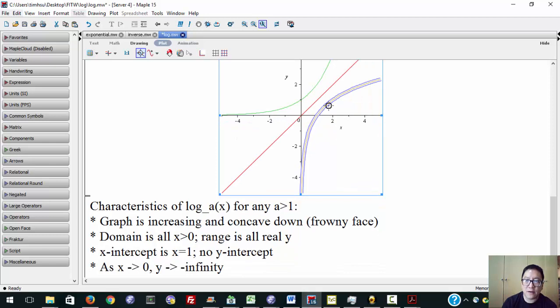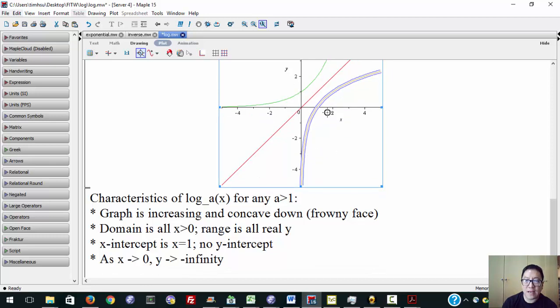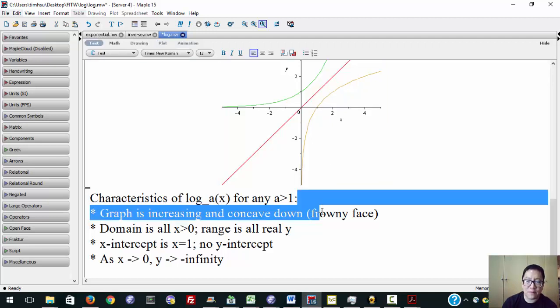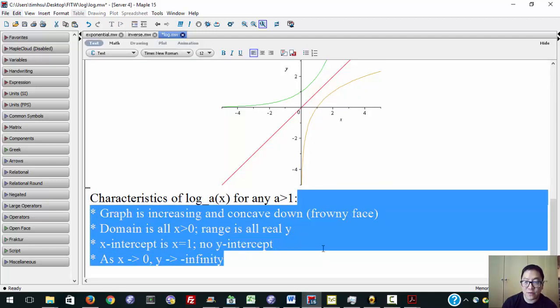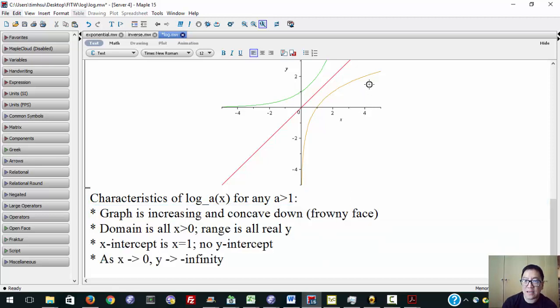The x-intercept of this inverse function, the log, is x equals 1, and there's no y-intercept. And finally, as x approaches 0, this is the trickiest one, y approaches negative infinity on the graph of the log of x to the base a. Anyway, where these come from aside, it's really just enough that you remember that these are the key aspects of the graph of the log of x to the base a.